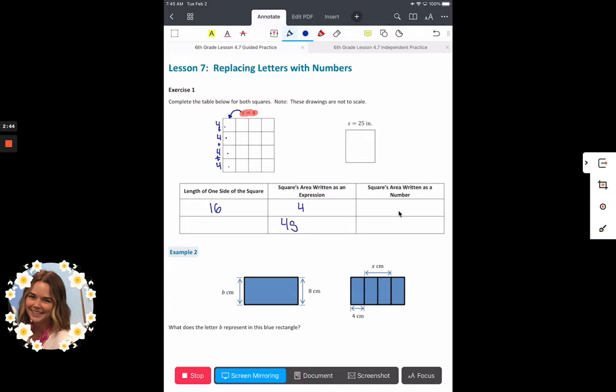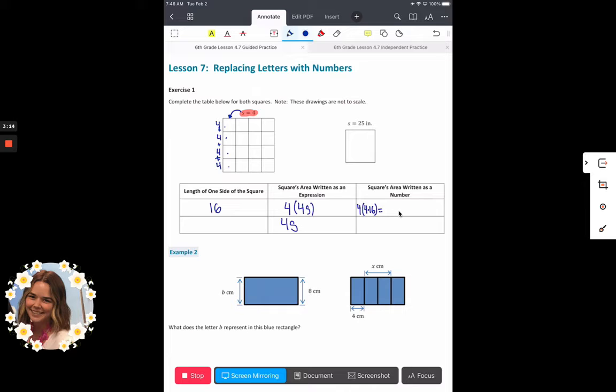So we still have that 4s, but we're going to put that inside parentheses, and we have 4 times 4s. Okay, so we'll have 4 times 4s. Now we're going to rewrite the area of that square written as a number. So in order to solve this, we'll have 4 times 4 times 16.